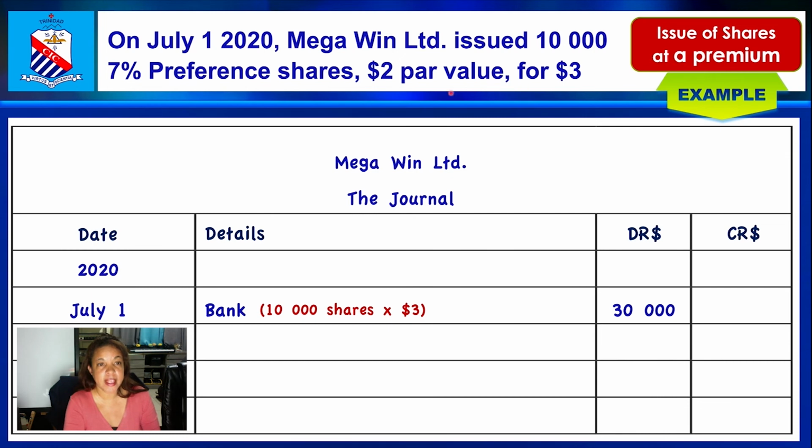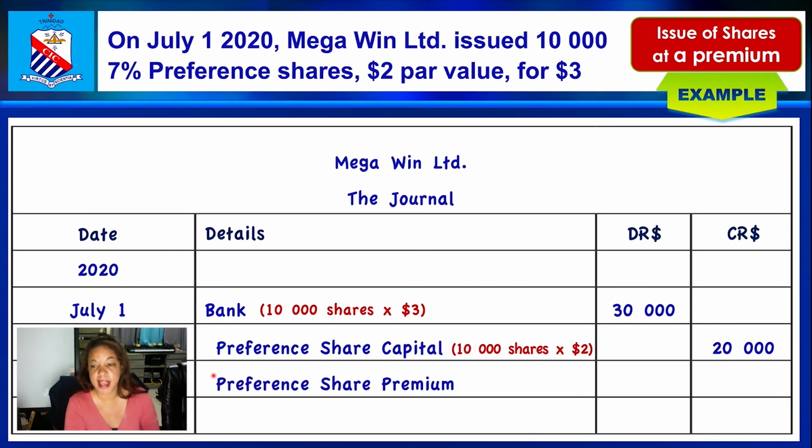Okay. Next one, share capital, preference share capital. I didn't put the 7% this time. So preference share capital. What is your working? Number of shares by par value. So it doesn't change. 10,000 shares at $2, and that will be 20,000. You see that the 2 figures differ, so which means we go to our third account, preference share premium, and the difference is $10,000. Nice, easy. Next one.